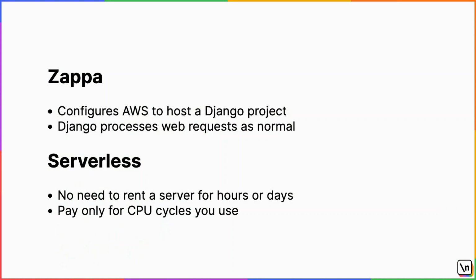Zappa effectively configures AWS to provide a web hosting platform. Django processes web requests as if it's running on a traditional server, but it's actually on AWS Lambda. Running in a serverless environment means you aren't renting a virtual server for hours or days. You just pay for the CPU cycles needed to handle your web requests. By leveraging the serverless environment, you can reduce maintenance overhead, support multiple cost-effective environments, and improve security.